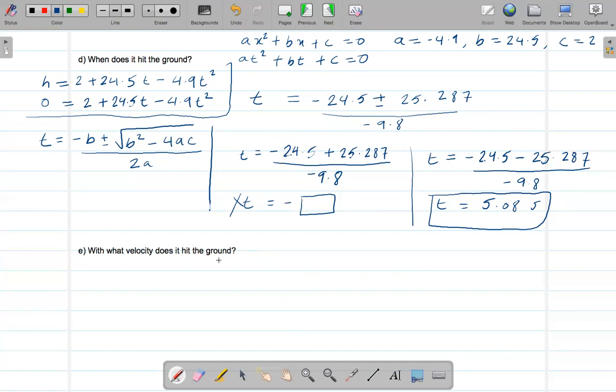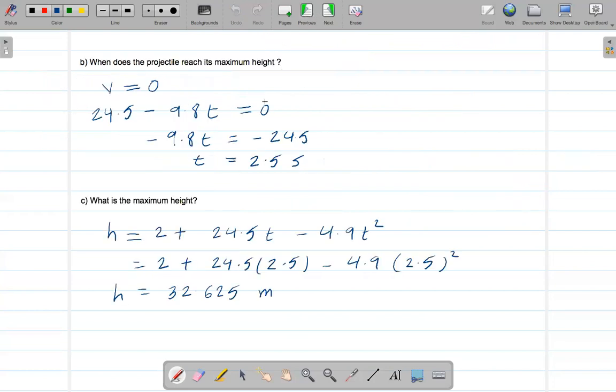Now, once you find the value of t, we want to find with what velocity it hits the ground. So we are finding the velocity when it hits the ground. Since we know how much time it takes to hit the ground, I can plug this t value into the velocity function, and then I can find the velocity when it hits the ground. The velocity function we have here is this one.